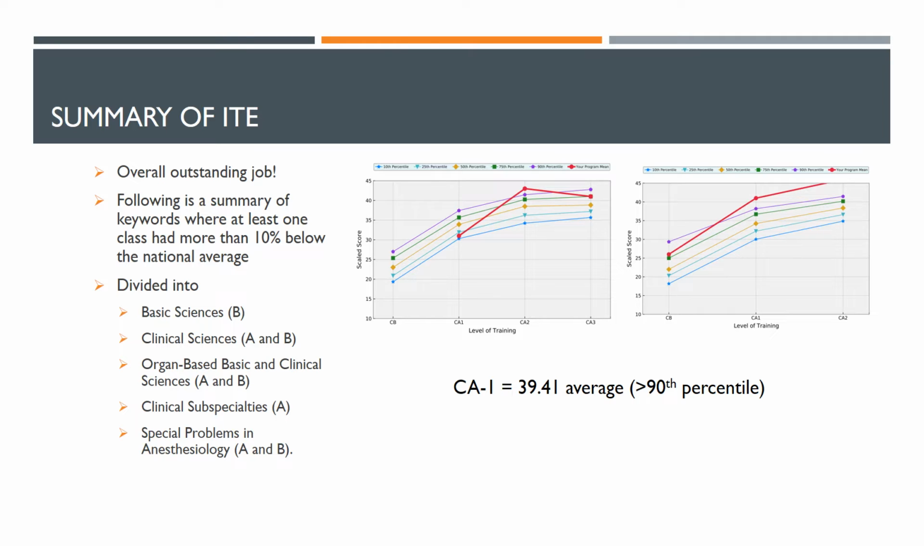Oh, I left out the CA1 class, which had a scaled score of 39.4, which is above the 90th percentile. So you guys are starting out well, but of course, basic exam is lurking, so please watch and close those gaps.